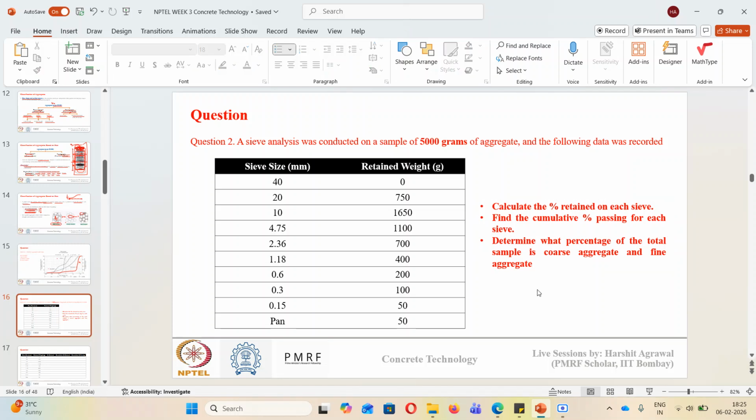I will mute myself for 2 minutes and let you give this question a try. At least 3-4 rows you try to make, if not complete. And in the meantime, if anyone has any doubt regarding this discussion that we have had till now, you can just ask.